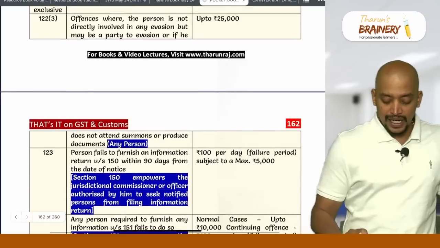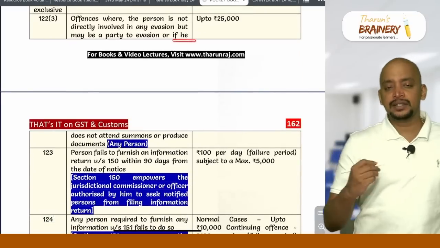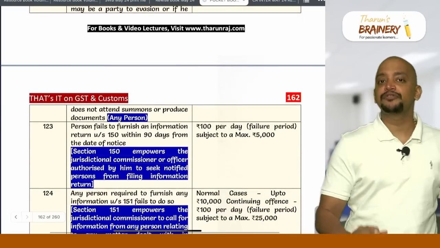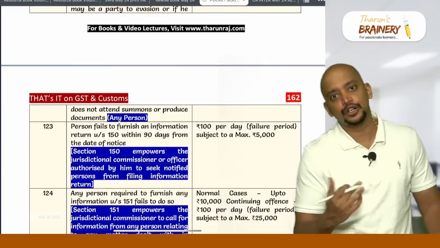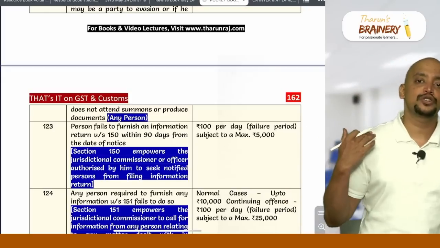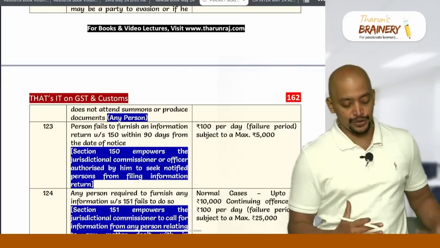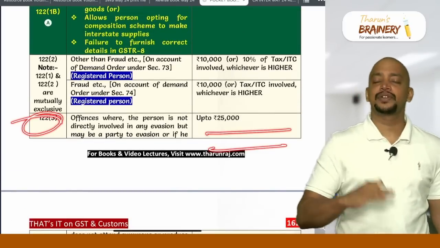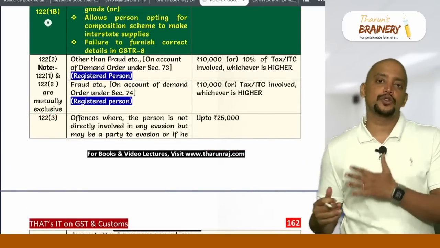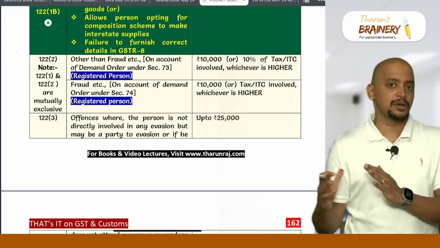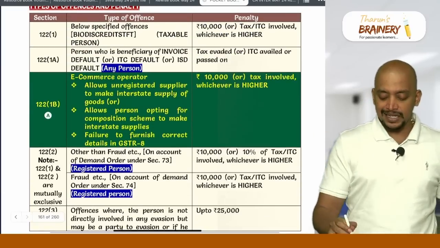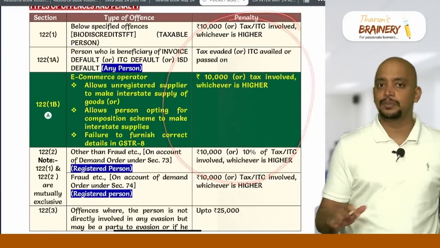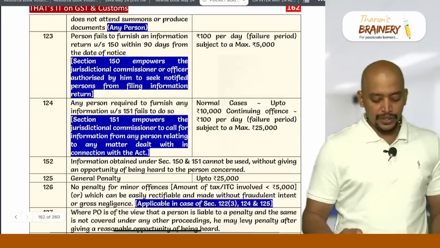So in that case, or a person has been issued summons to appear before the officer, but he did not appear before the officer, or a person has been asked to produce the documents, but he did not produce the documents. So then 122 subsection 3 penalty will be there, which is up to 25,000 rupees. Up to 25,000 rupees means any amount can be levied, so the maximum amount is 25,000 rupees. Whereas in this case we don't have up to, always it will be the standard penalty. Then 123.